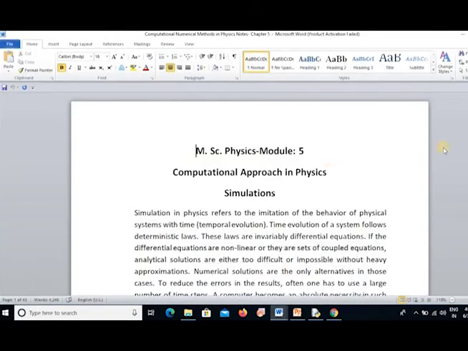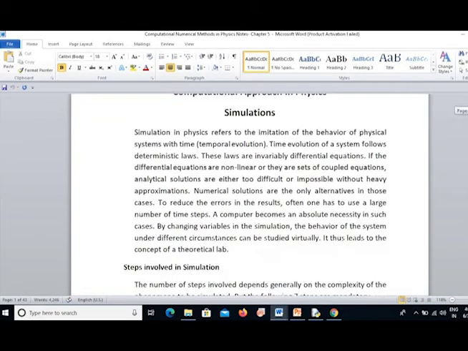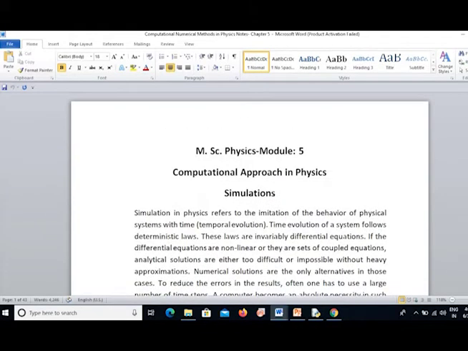I have sent you the notes already. So we'll move on according to the notes that I have sent to you. Basically, we are dealing with simulations in this chapter.